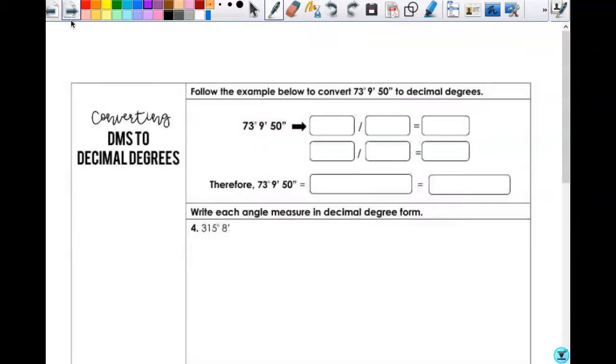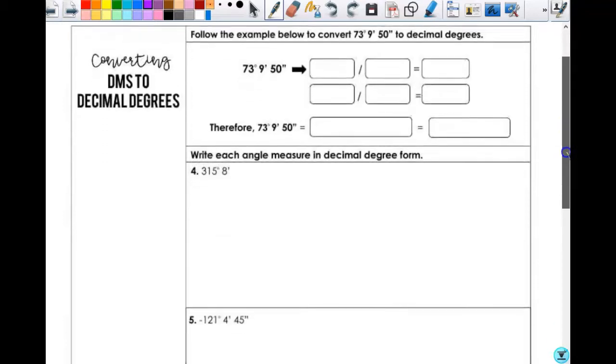All right, so then let's talk about converting degrees, minutes, seconds to decimal degrees. So we're going to go the other way.